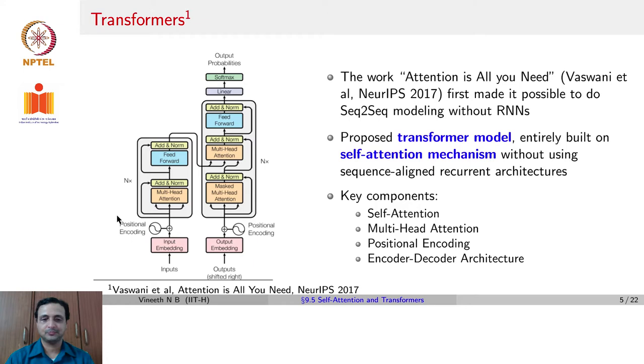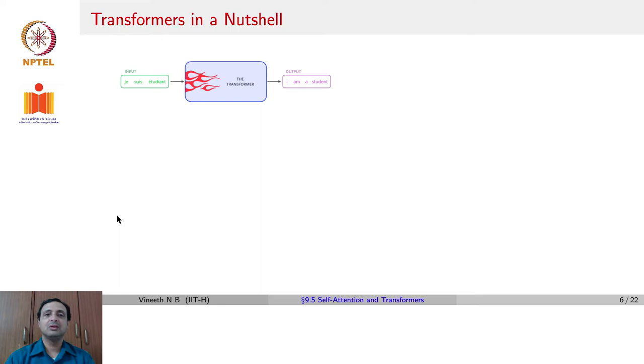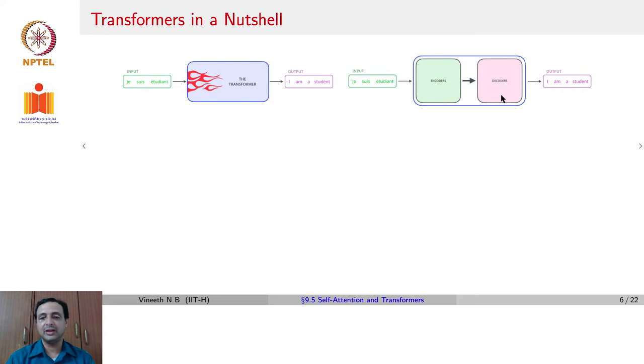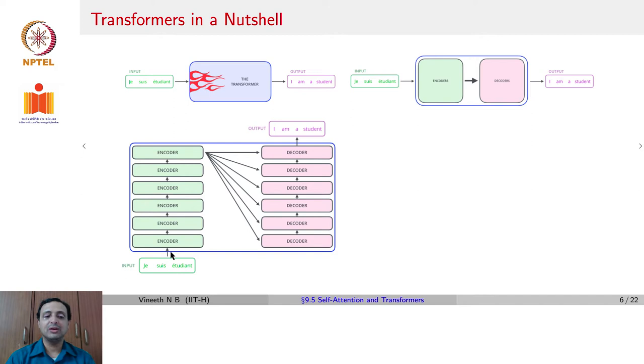So, a quick summary of how transformers work. If you considered a machine translation task, let's say you want to translate this input into the output which states, "I am a student." We are proposing the use of an encoder-decoder architecture, where in the encoder, you have several encoder modules, each of which feed into the encoder at the next level. And the encoder at the highest level feeds into each of the decoders, which has a similar stacked architecture. And the final output is, "I am a student."